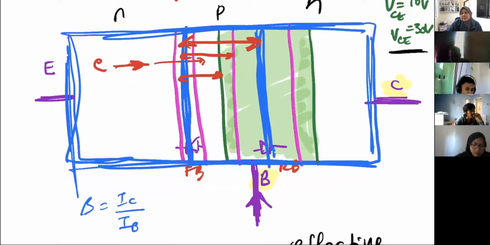Increase or decrease? Decrease. Yes, decrease, because IB depends on the recombination, right? How much electron recombine here, you lose the whole, then it will supply the current, supply the whole from outside. So, okay, going back to that.